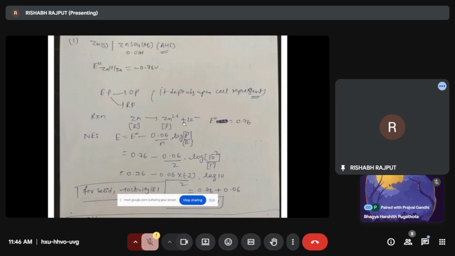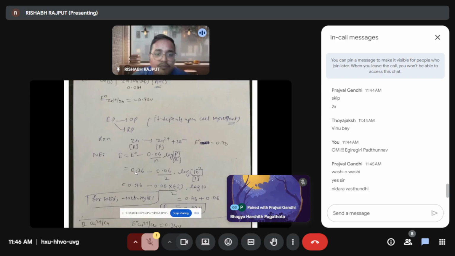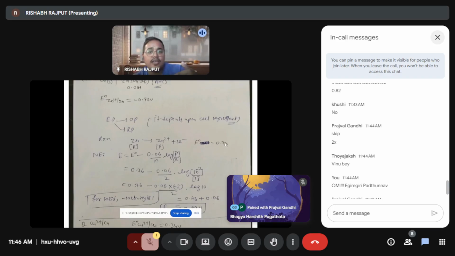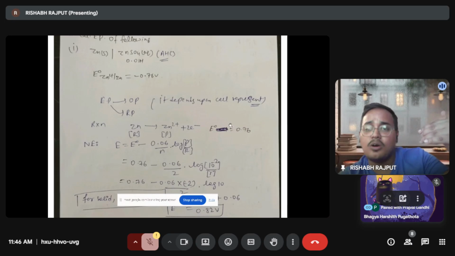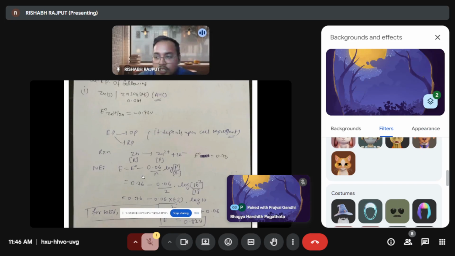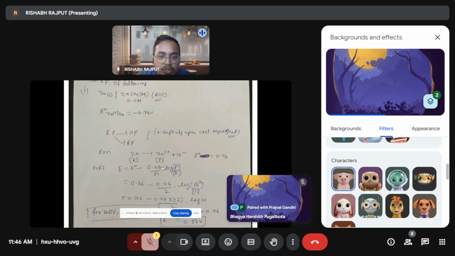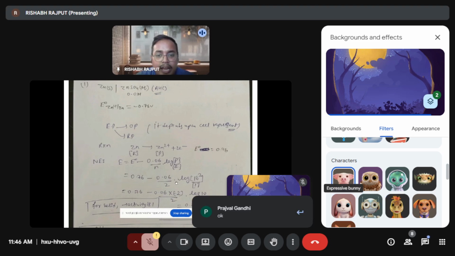Now we know the formula E is equal to E naught minus 0.06 by n log P by R. We already have E naught as 0.76. Why are we taking 0.76? Because we want to find the oxidation potential for zinc. So E naught is 0.76 minus 0.06. You see 2 electrons are there, that is why I'm putting 2 in the denominator.